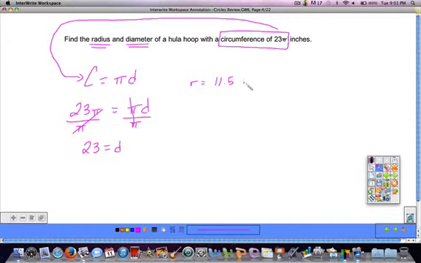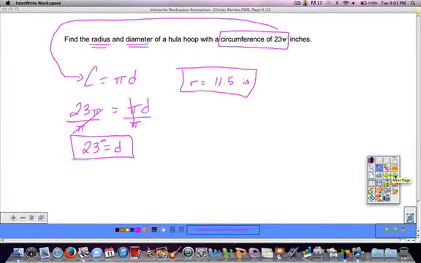Okay, now this time they gave me inches. So I better get over here and put 23 inches and 11.5 inches. But such is life. All right, moving right along.